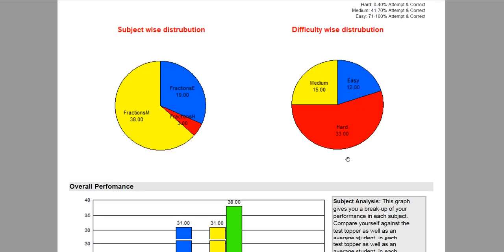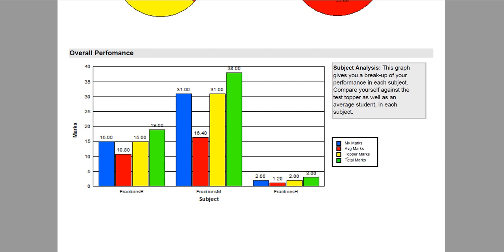And now coming to the final section, here it's about the score of the child in blue, followed by the average score in red, the topper score in yellow, and the total marks in green. So if we take fractions easy questions, you can see that the total score was 19. The topper of this group got 15. Your child also got 15. And the average in the class got around 10.